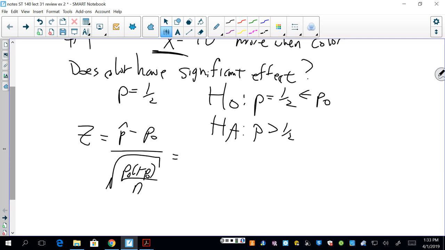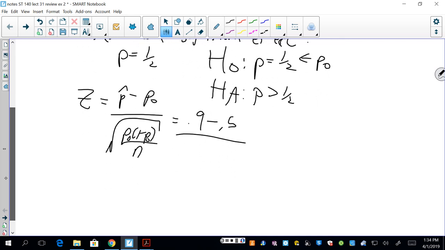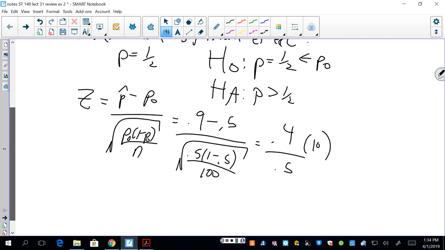So this would be 0.9 minus 0.5, and then we had 0.5 times (1 minus 0.5) over 100 in there. So 0.4 over, now 0.5 times (1 minus 0.5) squared, so the square root of that is 0.5. And that 100 in the denominator would come up here, and so there'd be a 10 up here. So this is 4/5 times 10, or 8, would be our z-value.